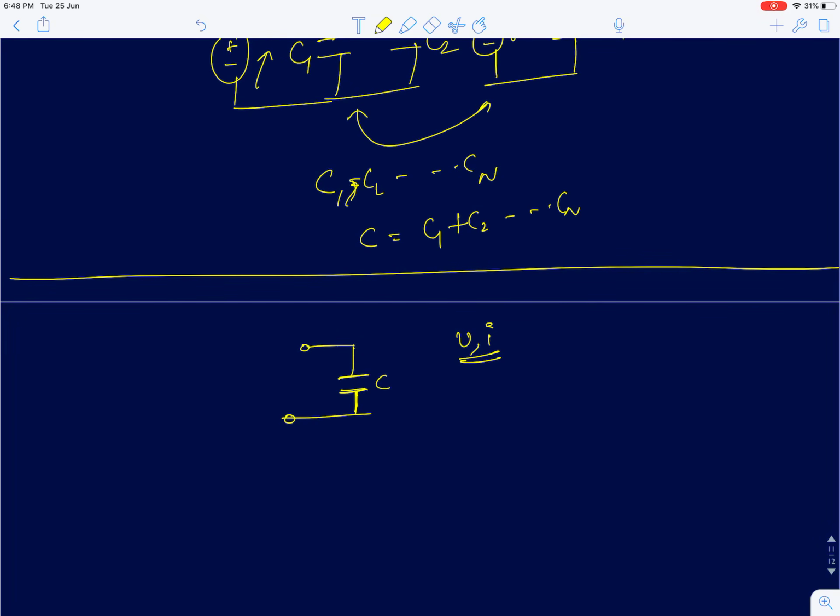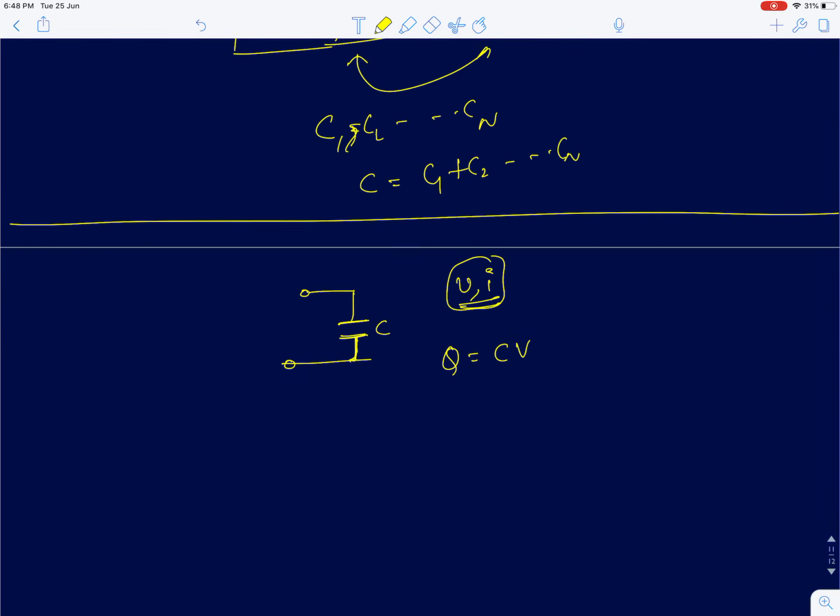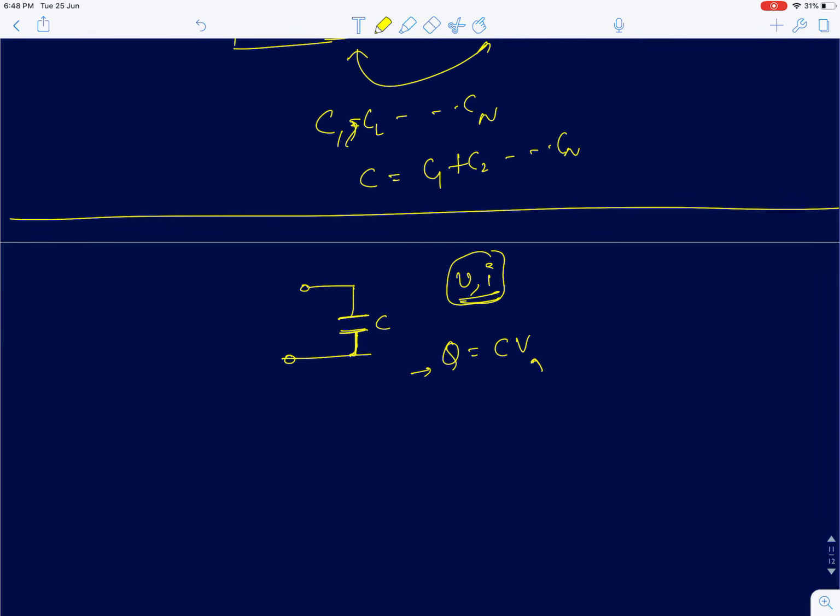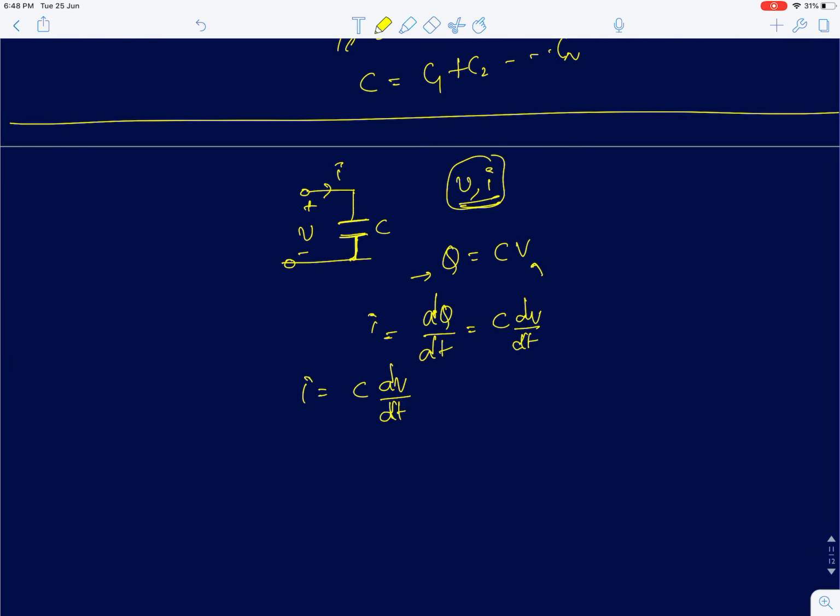So for that we have to define things in terms of voltages and currents. We know Q is simply C into V. Differentiating on both sides, dQ by dt is, assuming the capacitance is independent of voltage and time, C dV by dt. This is your current. So the current through the capacitor depends on the rate of change of voltage. It's not proportional to voltage like a resistor, but rather to the rate of change of voltage.